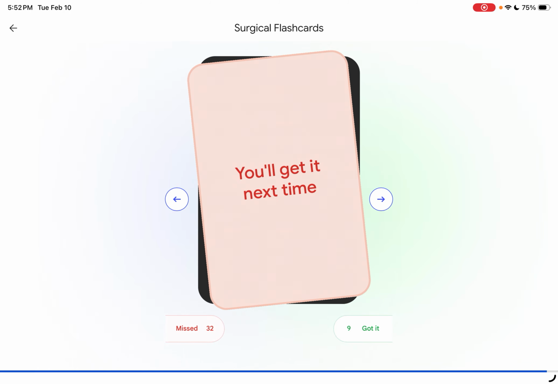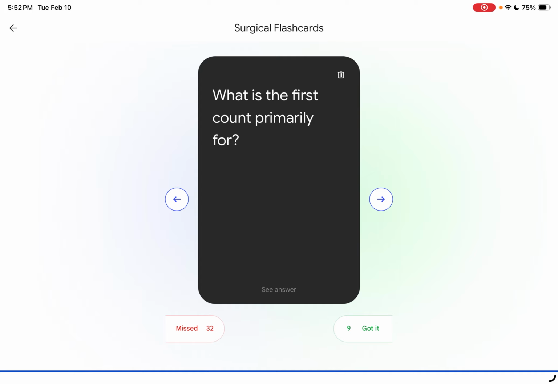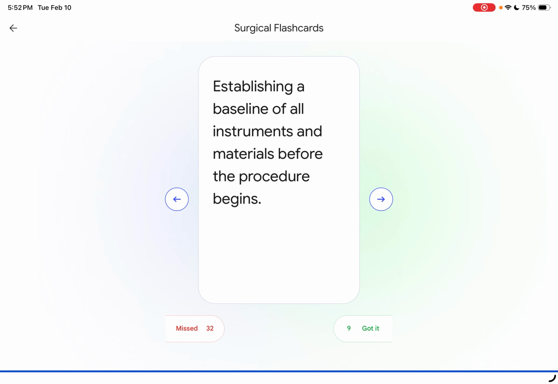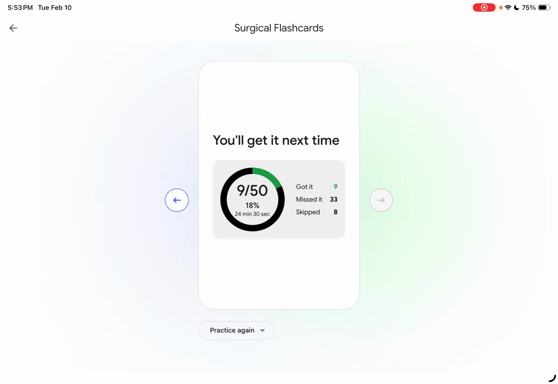O, diba? What is the first count primarily for? First count is primarily for establishing the baseline of all instruments and materials before the procedure begins. So, mao siyang baseline, guys.